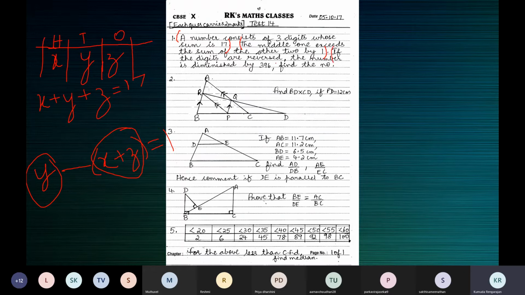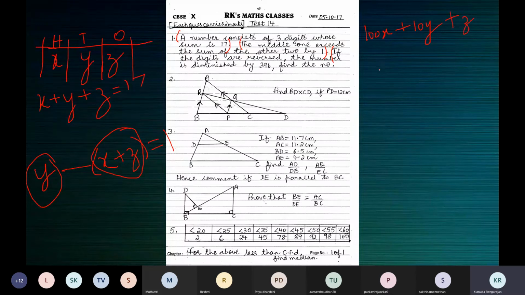If the digits are reversed, the number is diminished by 396. If the digits are reversed, what is the original number, children? What is the original number? XYZ. The original number is 100x plus 10y plus z. This is the original number.